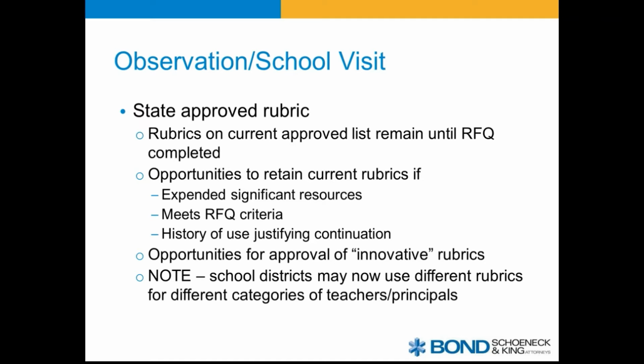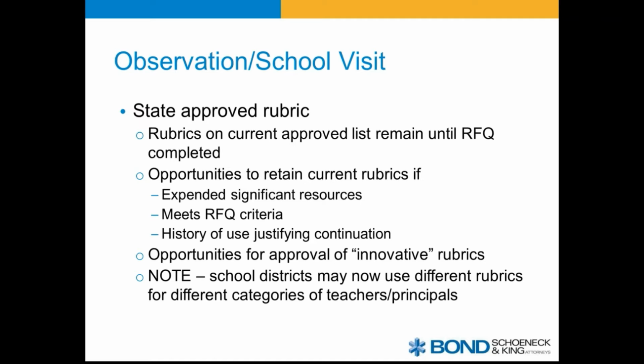There's also a potential variance that is available for new innovative rubrics. If they meet the RFQ criteria, the school district has to demonstrate a couple of things with respect to the innovative rubric. One is inter-rater reliability and the rubric's ability to provide differentiated results over time. With the new regulations, school districts can also now negotiate different rubrics for different categories of teachers and principals.